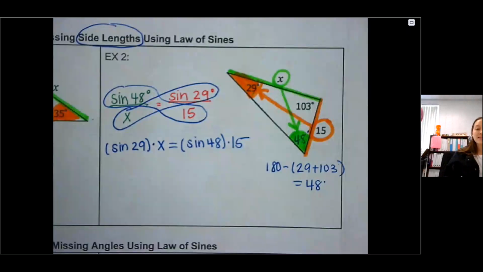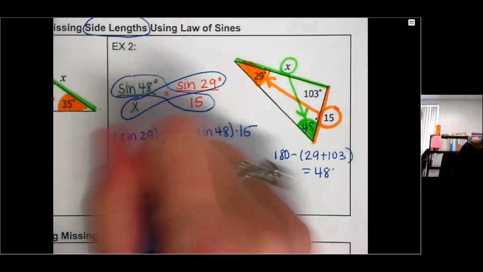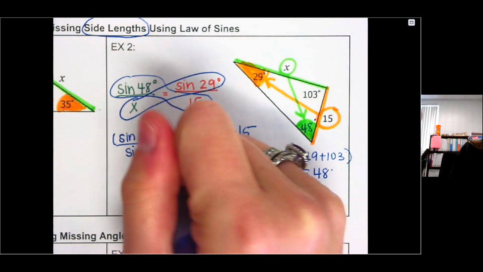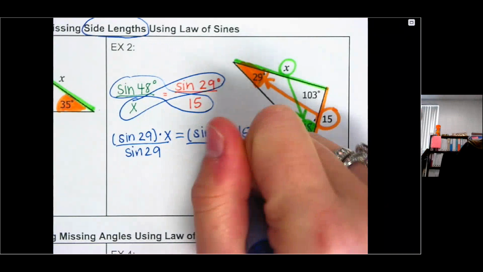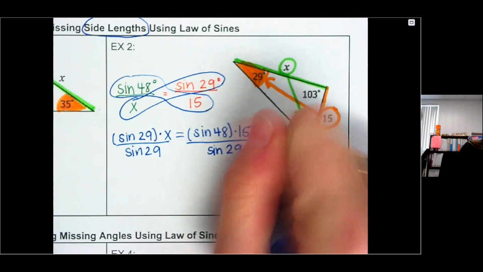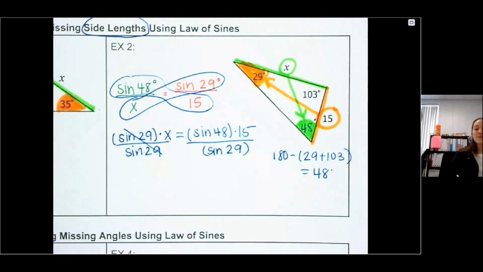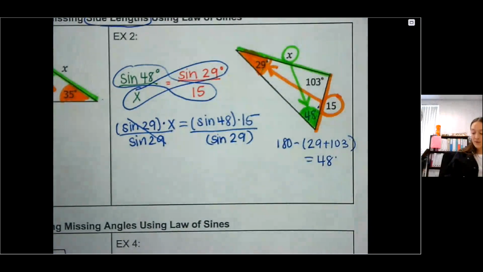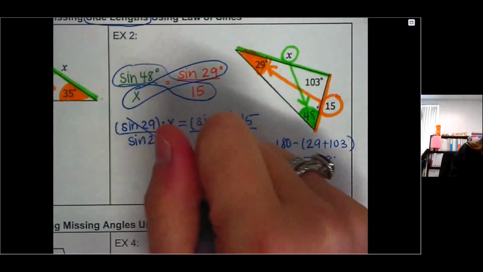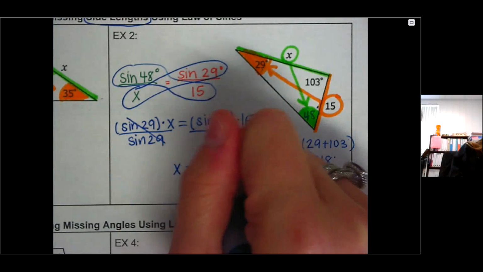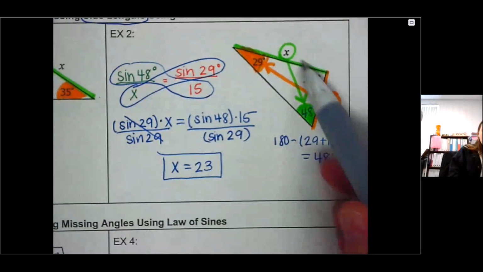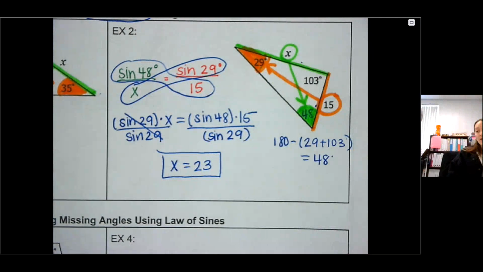And now I want to get x by itself. So in order to do that, I'm going to divide by the sine of 29 on both sides. And then from here, I just plug it into my calculator. And when I do that, I get x is about 23. So this side length x is approximately 23 units.